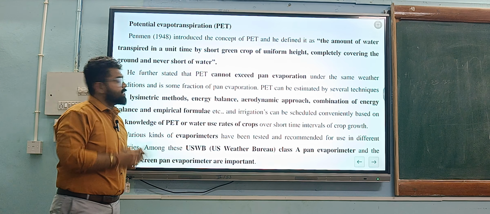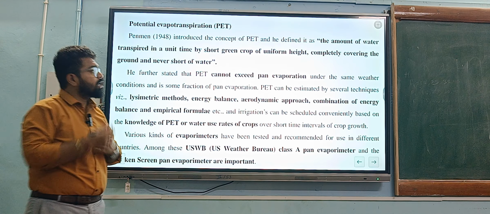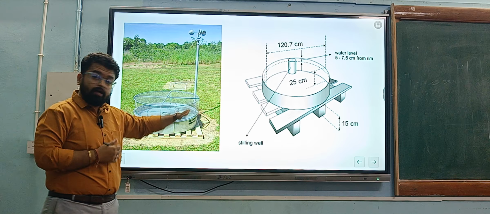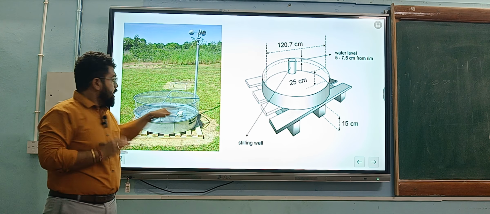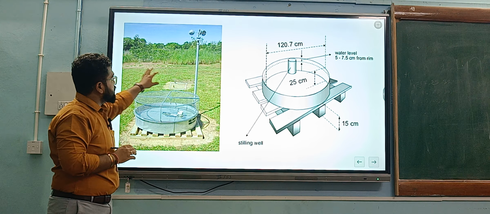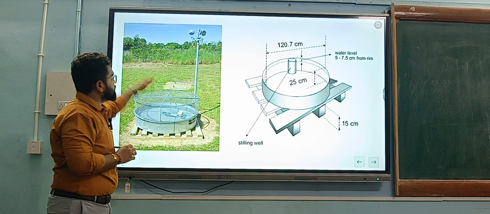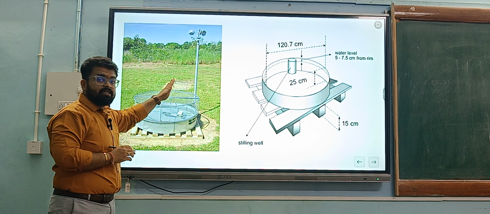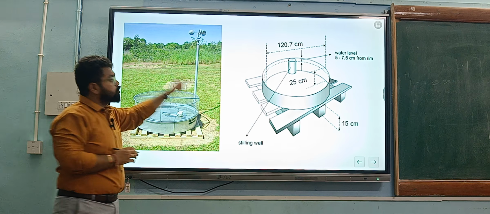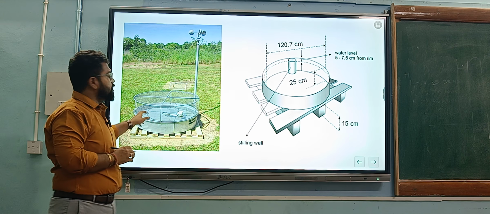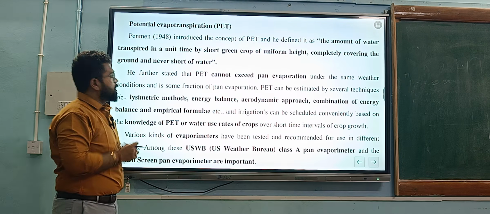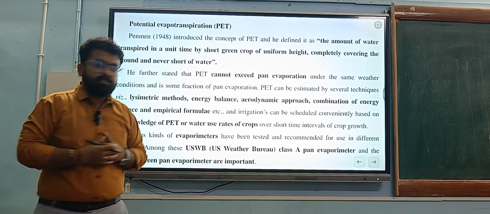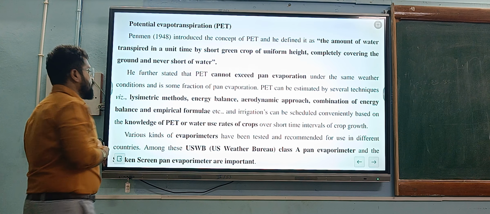And he further stated that potential evapotranspiration cannot exceed the pan evaporation. So the potential evapotranspiration, under the condition of soil covered completely with grass and with good moisture, should always be lesser than the pan evaporimeter value. He further stated that potential evapotranspiration cannot be more than the pan evaporation.